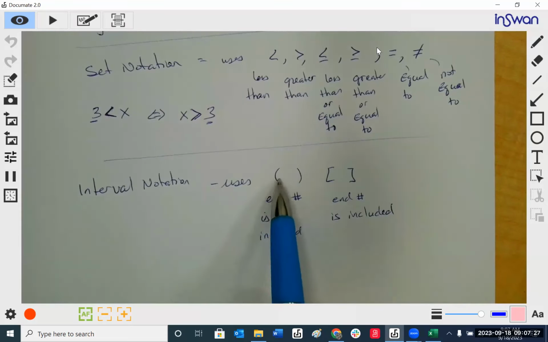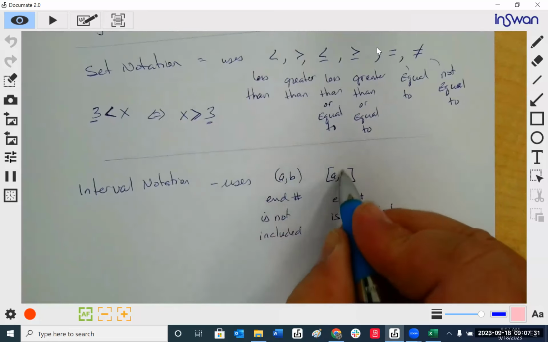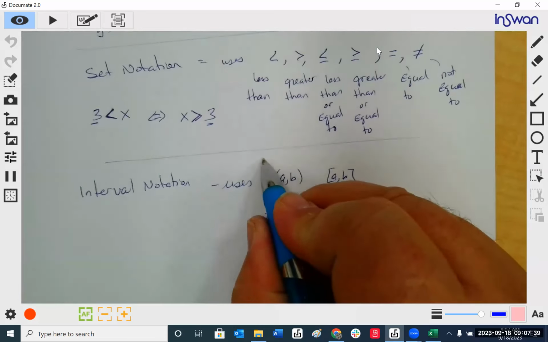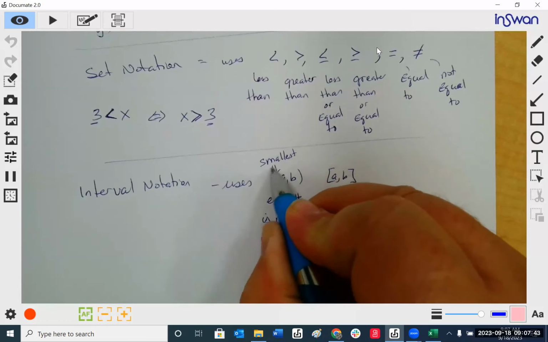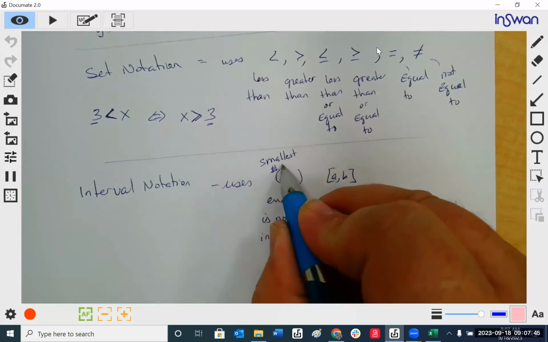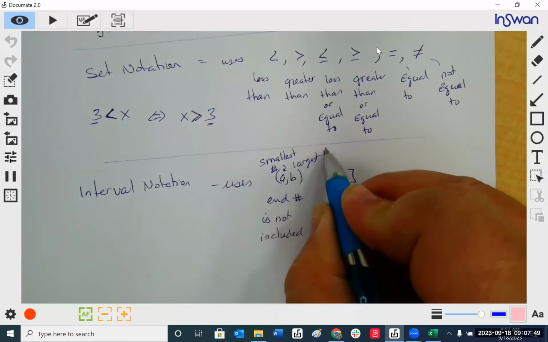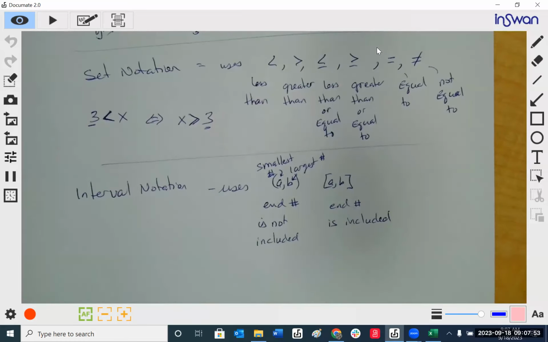So if you have parentheses, A comma B, A comma B, well, what do A and B represent? The smallest number in the set and the largest number in the set. And it's always left to right, so it's always getting larger.